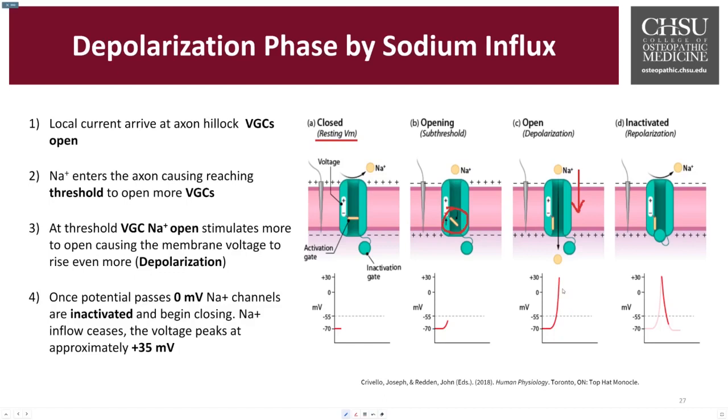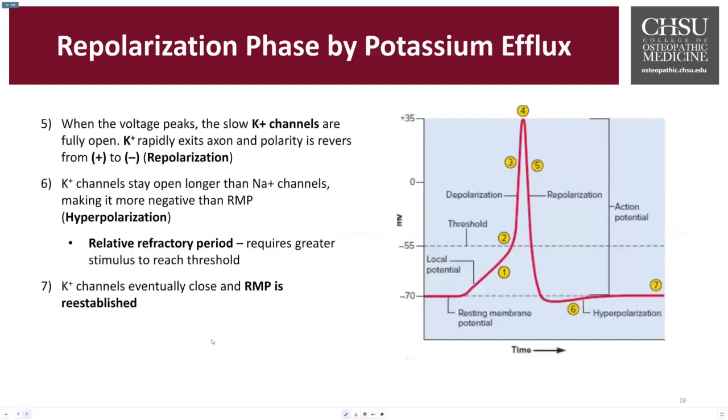Once you get to about 0 millivolts, this is when the channels are starting to inactivate and begin closing, and now the voltage peaks at approximately 30 to 35 millivolts. Step number 5 is when the voltage peaks, the potassium channels now are fully open. This will then lead to the rapid efflux of potassium out of the cell, reversing that charge so that this is going to make the inside of the cell more negative, and it's going down this graph. This is called repolarization.